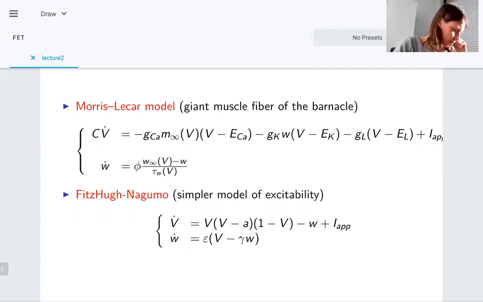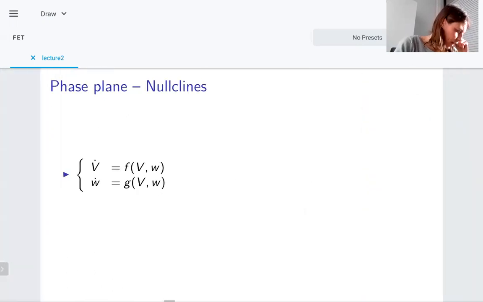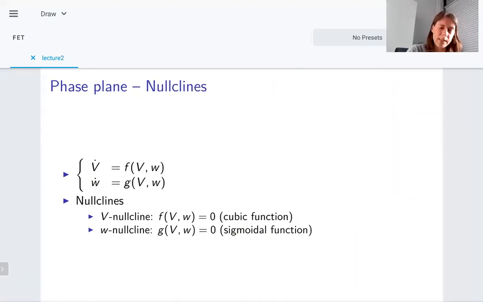So we go back to the Morris-Lecar model. This is a two-dimensional model. To study these models in dynamical systems, it can be useful to first identify the null lines. These are models that have this form: an equation for the voltage and an equation for a gating variable that we're going to call W. We're going to identify on the phase plane the null lines. These are the set of points in the phase space where the velocities of these variables vanish.